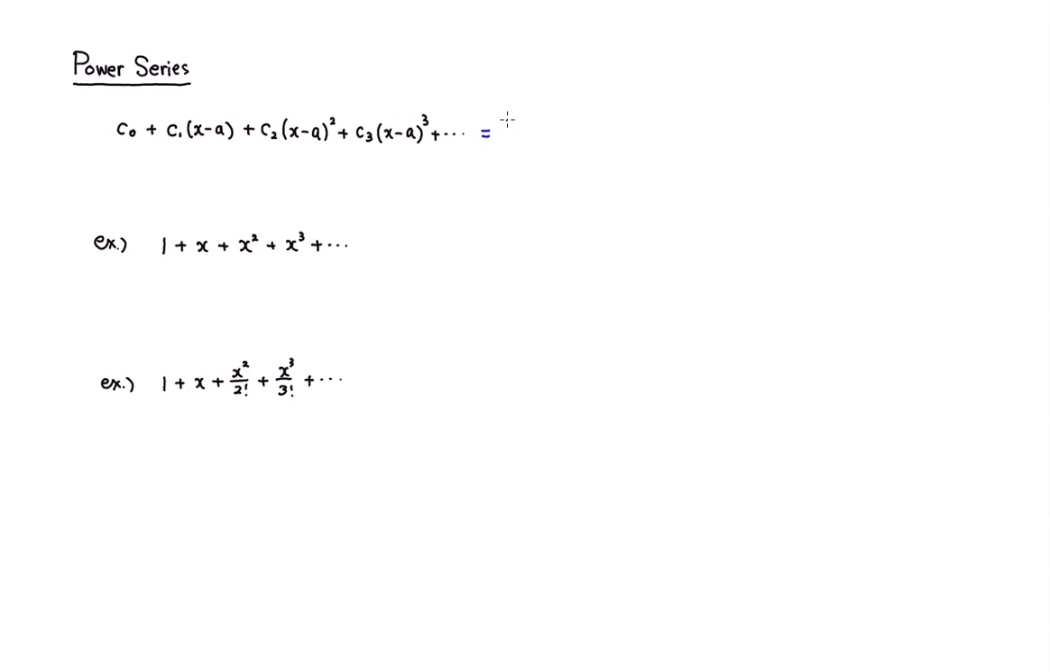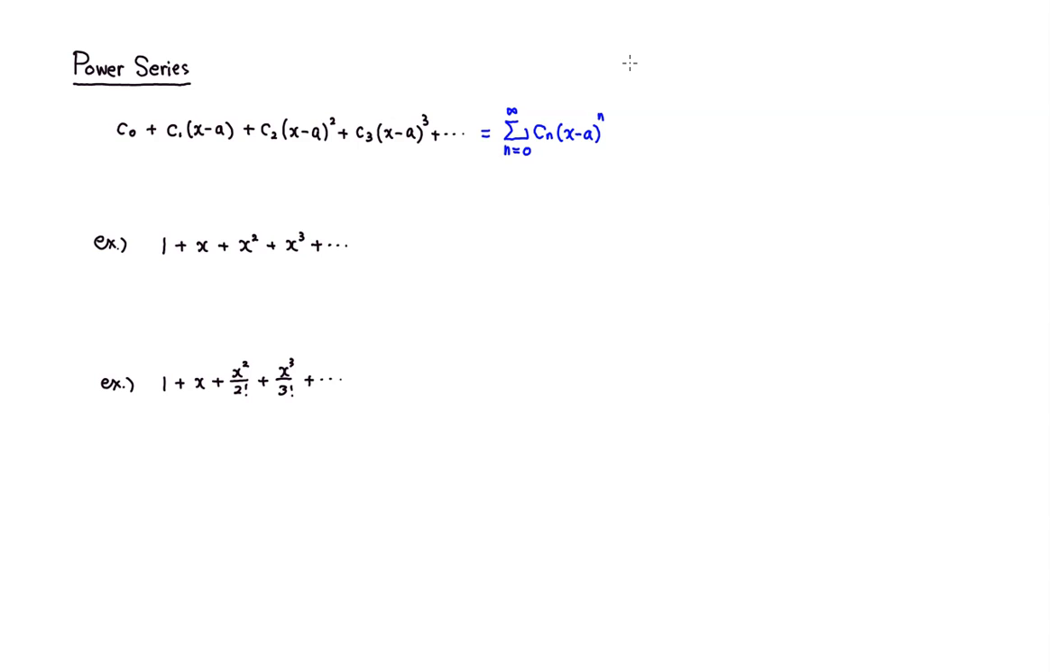So this is going to be a summation. The power is going to start from 0, then go to infinity, so it keeps on going. You have a Cn, which is the coefficient, then you have quantity x minus a to the nth power. This is a power series.